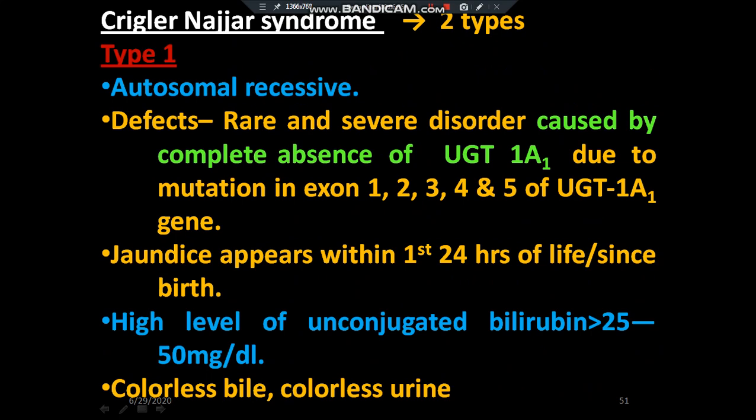Crigler-Najjar syndrome is of two types, type 1 and type 2. Type 1 is autosomal recessive. The defect is rare and it is a severe disorder caused by complete absence of UDP glucuronide transferase due to mutation in exon 1, 2, 3, 4, 5 of the UDP glucuronide gene. Jaundice appears within the first 24 hours of life or since birth. In this condition, the level of unconjugated bilirubin is more than 25 to 50 mg per dl and bile is colorless, urine is also colorless.